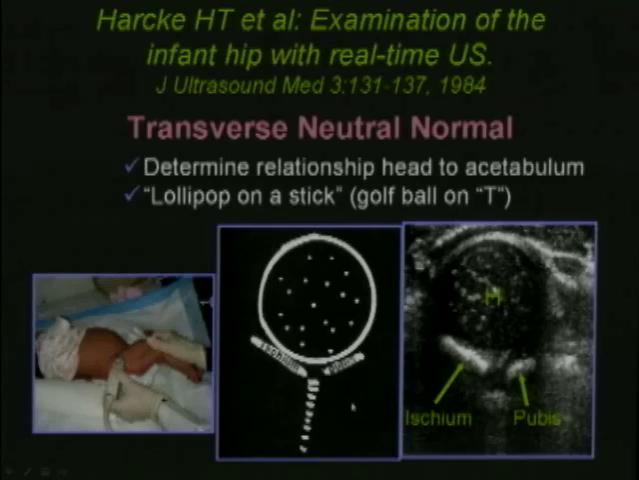If you like golf, you can think of it as a golf ball on a tee. But the line that's drawn through the acetabulum in the region of the triradiate cartilage should go right through the middle of the femoral head.